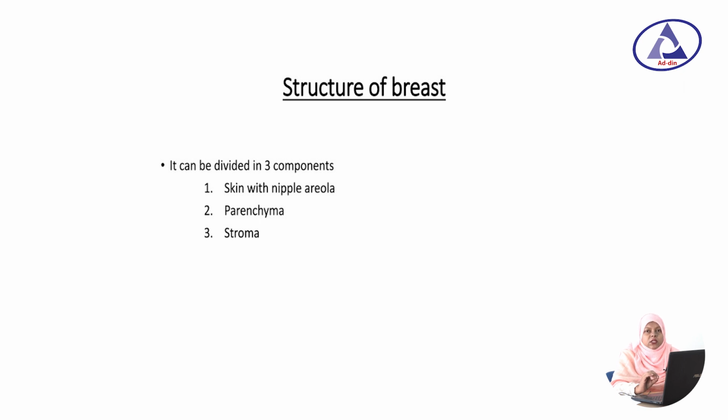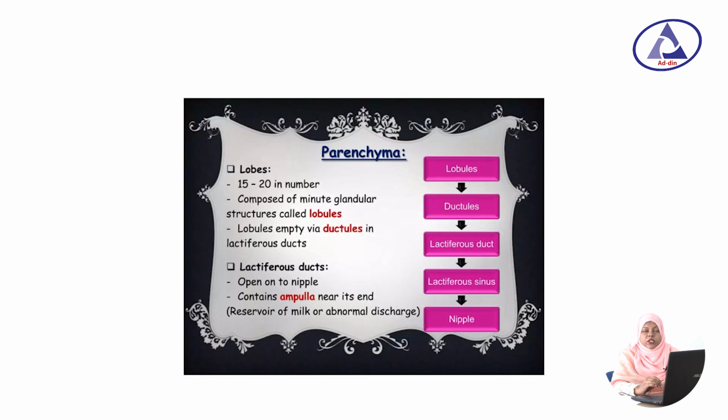This is the functional unit of a gland, that is called parenchyma. And a stroma, this is a supporting structure known as the stroma. For the breast, we can divide the structure into skin, parenchyma and stroma. Now, parenchyma, what is parenchyma?